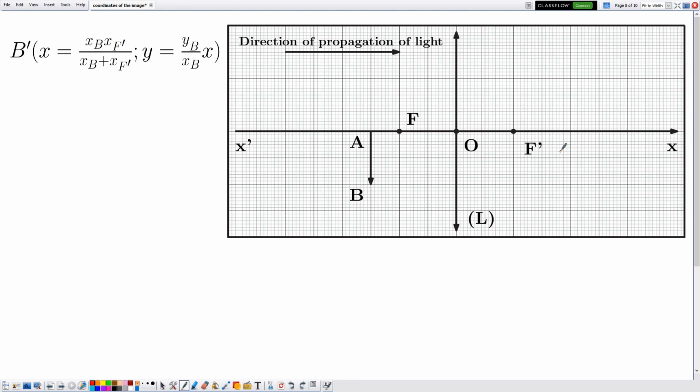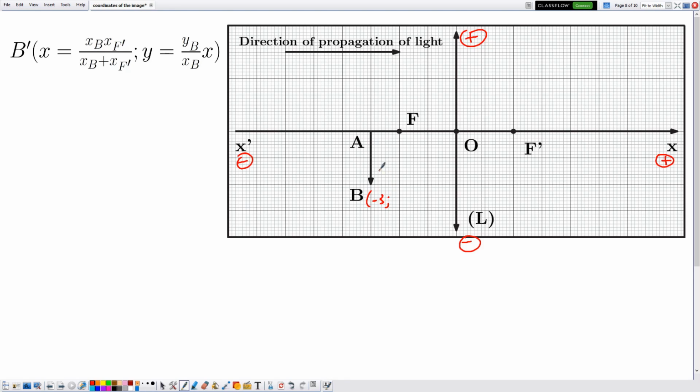Okay, so let's also consider this example. This example is the case of a converging lens. Let's locate the coordinates of the point B and the point F prime. So the point B is given by 1, 2, 3. So this is the positive direction, this is the negative direction, this is the positive direction, and this is the negative direction. So the coordinates of the point B are given by 1, 2, 3, so minus 3.